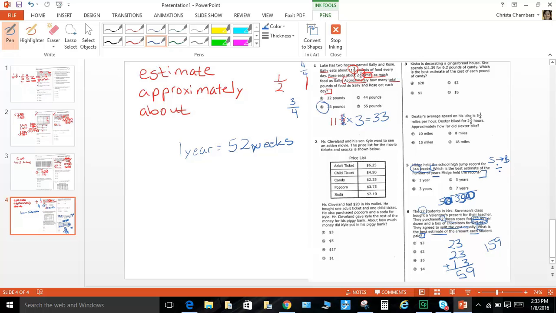Yuck. That is not easy to do. So I want to round these numbers to make them more compatible, to make them easier to use. So 59 would probably bump up to 60. Okay, about 60 bucks. And 22, well, that would round down to 20. Okay, so now it's 60 divided by 20. That's a lot easier to do in our head. Okay, so you go ahead and finish up that problem. And that's all for today.